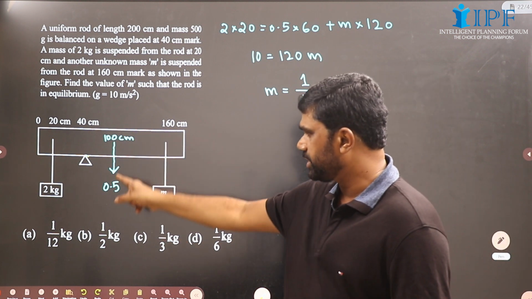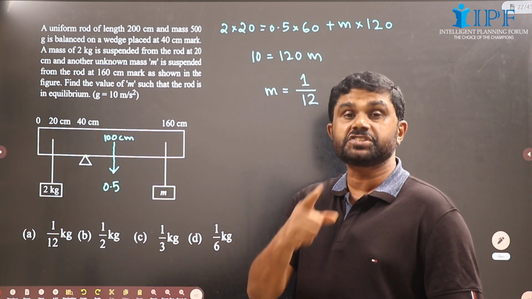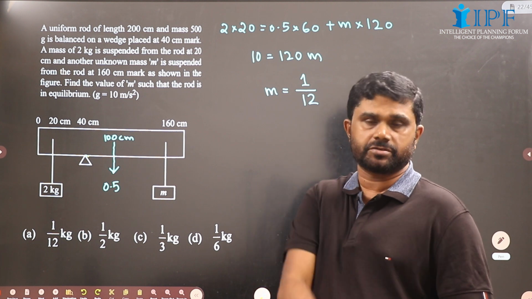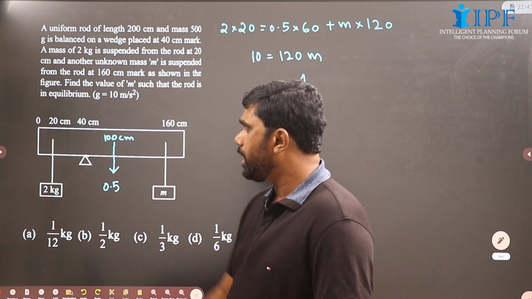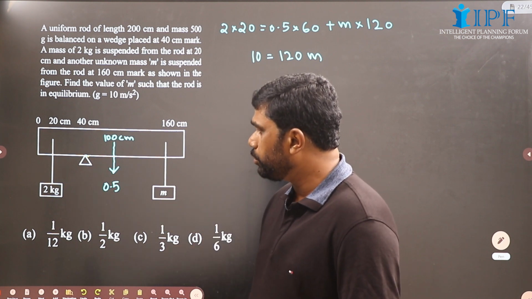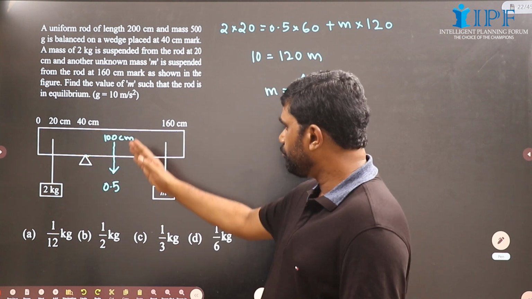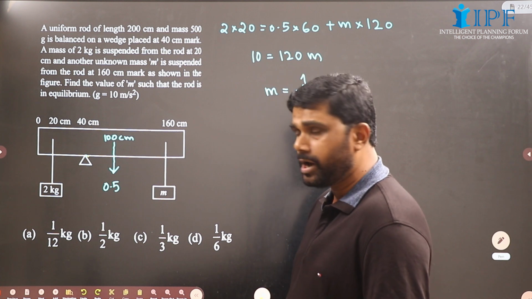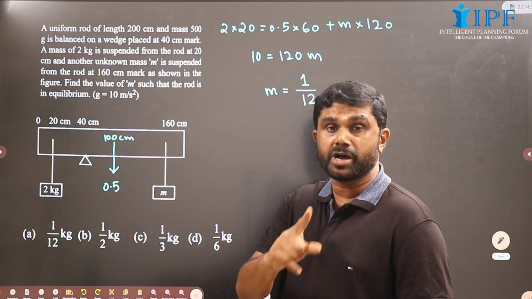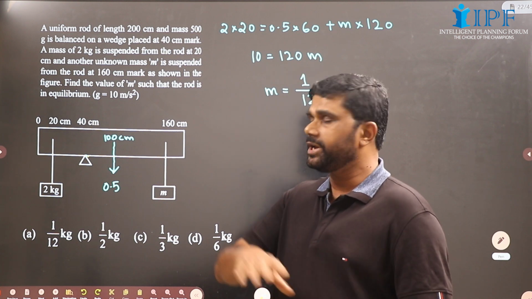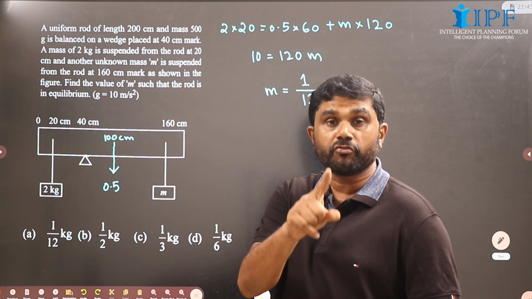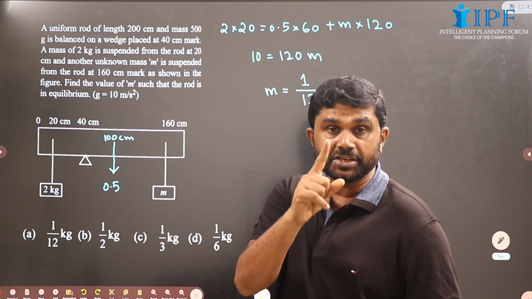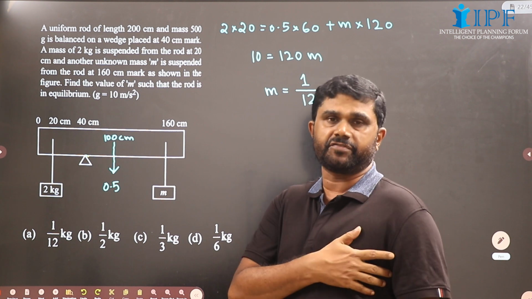So that I have shown here. The force is 0.5 kilogram weights. And at 20 centimeter mark, we have a 2 kilogram mass. And at 160 centimeter mark, we have another unknown mass of m kilogram. The rod remains horizontal. Means the clockwise turning effect is balanced by the counterclockwise turning effects.